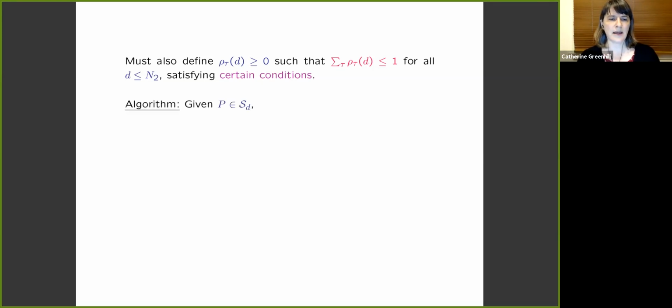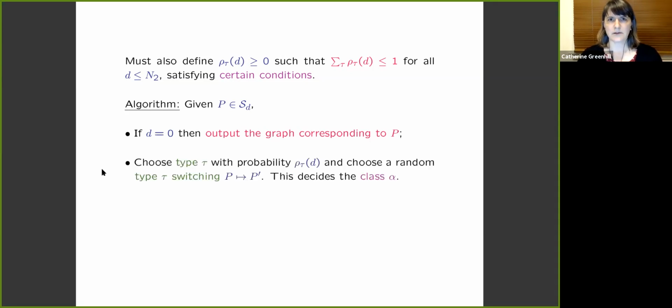Now we can tell the algorithm. We've already got rid of any loops and triples that we might have had before, and we're at some element of SD. If D is 0, you output the corresponding graph straight away, which will be a simple graph. Otherwise, we're going to choose the type tau according to this almost probability distribution rho, and choose a random type tau switching from P to P primed.